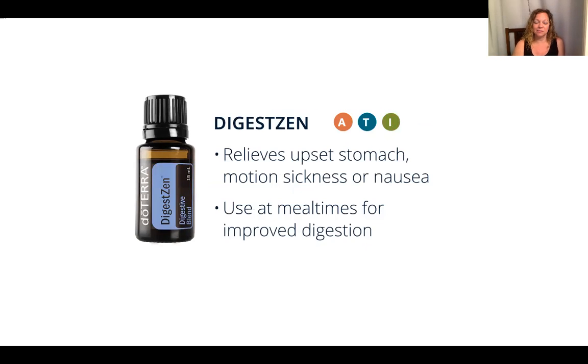Okay, DigestZen is the one that got me started. It can be used aromatically, topically, or internally. I don't use it aromatically. I can't picture myself putting it in a diffuser, but it would be great for any kind of nausea if you needed to inhale it that way.